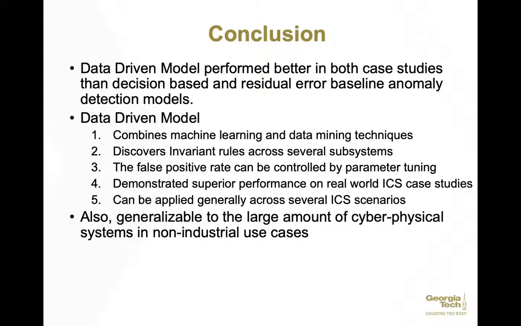The second thing is that it discovers invariant rules across several subsystems. This largely increases the difficulty of successfully injecting stealthy attacks, which may hide in one or multiple subsystems, basically hiding among the complexity of the industrial control systems. The false positive rate can be controlled by parameter tuning, and that's based on a validation data log that is free from anomalies.